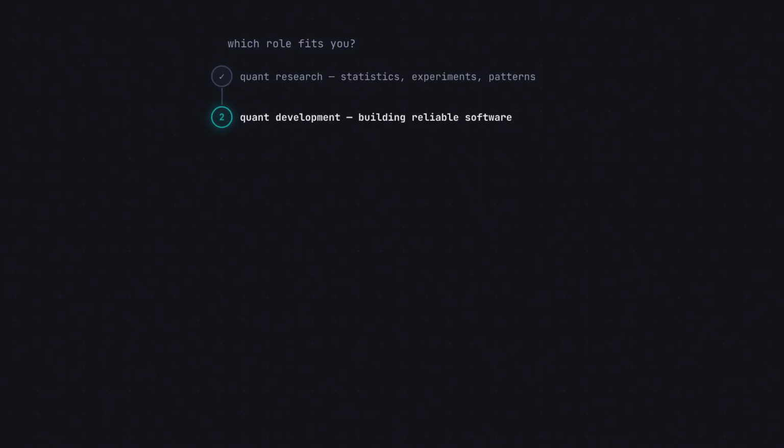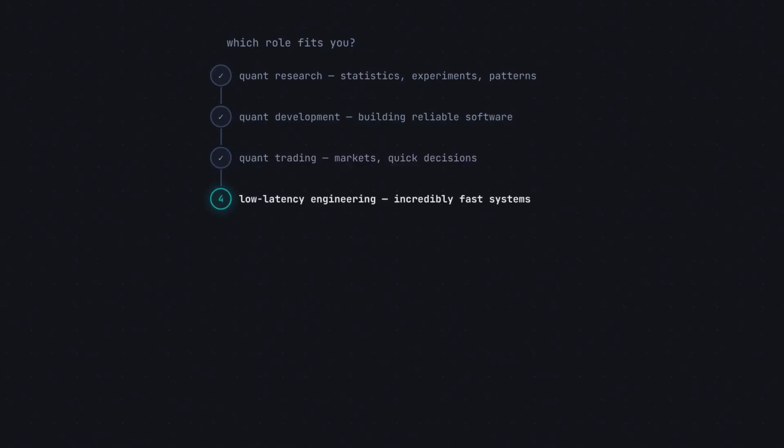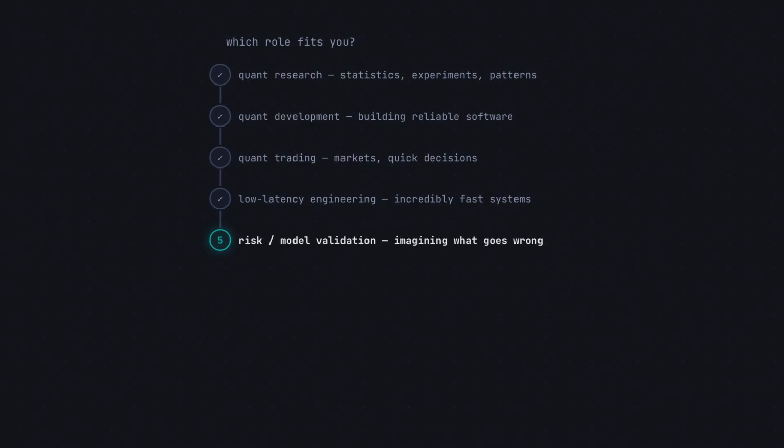So the question of which role fits you. If you enjoy statistics, experiments, and discovering patterns, look at quant research. If you enjoy building reliable software, look at quant development. If you enjoy markets and quick decisions, look at quant trading. If you enjoy making computers incredibly fast, look at low latency engineering. If you naturally imagine what could go wrong, look at risk or model validation. And if you enjoy hard financial mathematics, look at pricing.